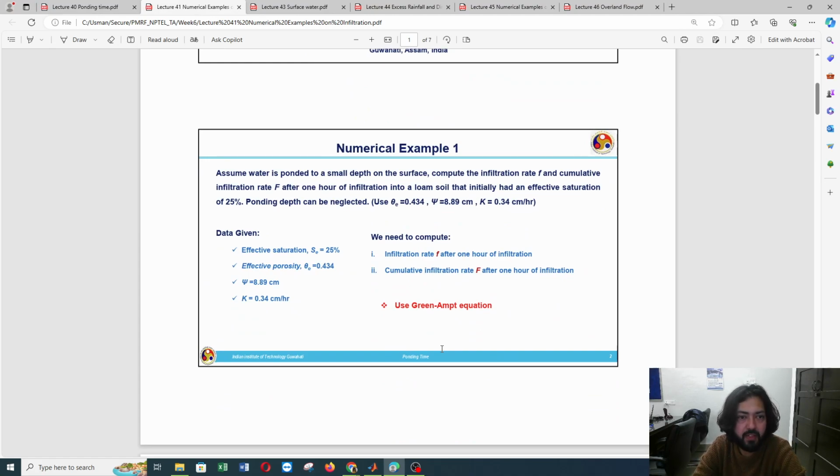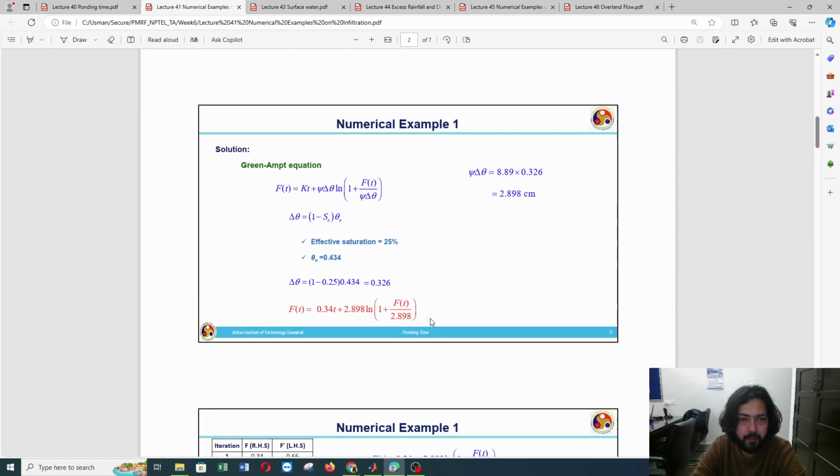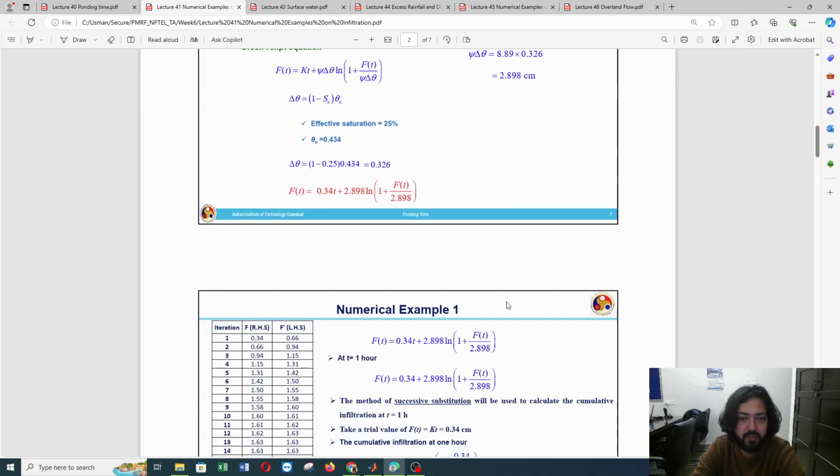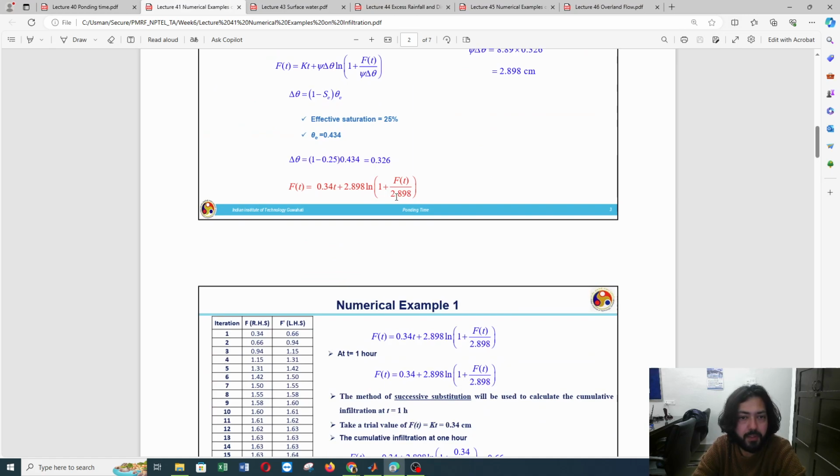Since we have derived these two equations, we have seen 3 examples. The first example was where we neglected the ponding depth, and we got the value of cumulative infiltration and infiltration rate. We used the Green-Ampt equation, got the standardized equation, and then took a successive substitution approach, and we calculated the value of cumulative infiltration until both the terms on either side came out to be the same.